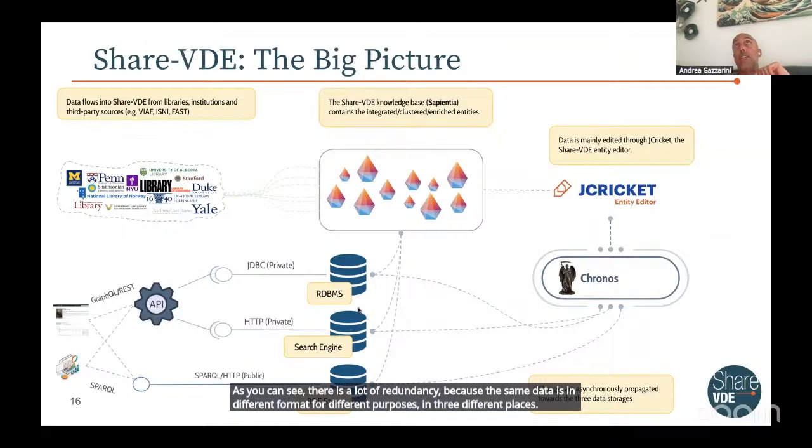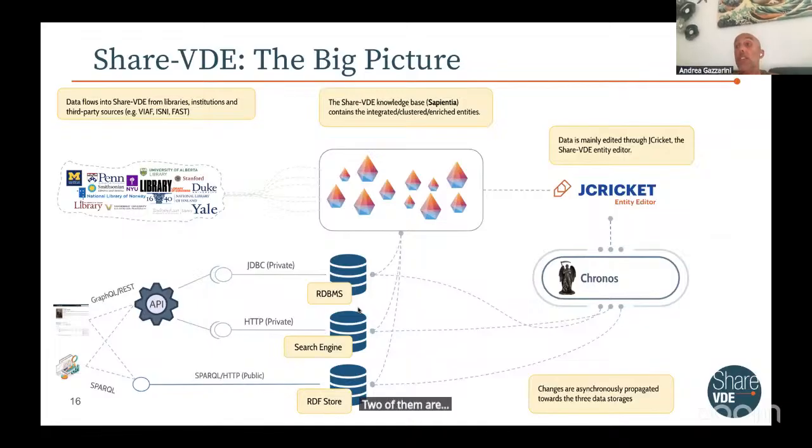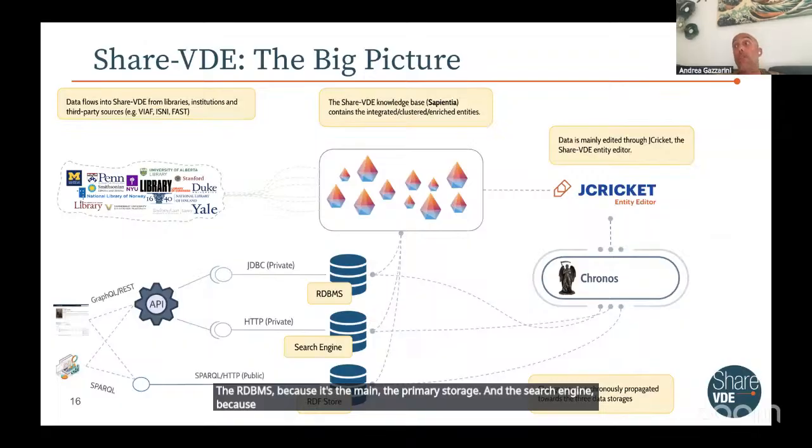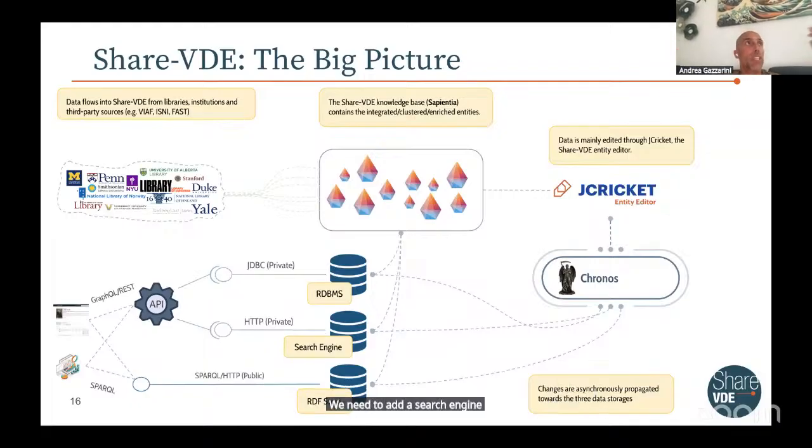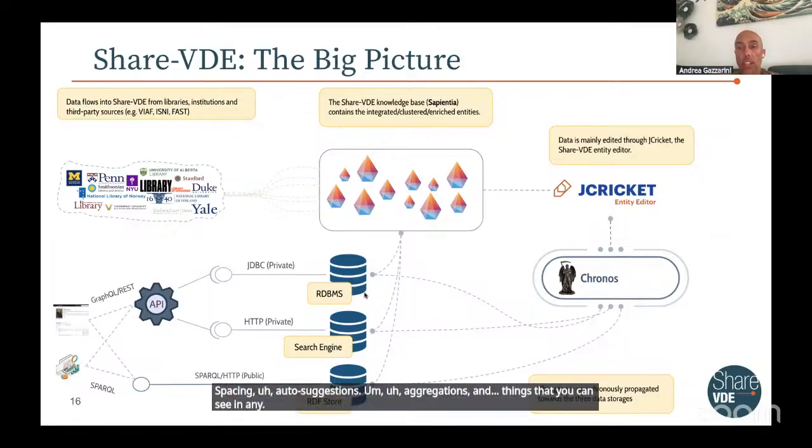2 of them are crucial. The RDBMS, because it's the primary storage, and the search engine, because we use a lot of search features that cannot be provided using another form of database, NoSQL, RDF store, or even RDBMS. We need a search engine. Think of pagination, auto suggestions, aggregations, and things that you can see in any search engine.